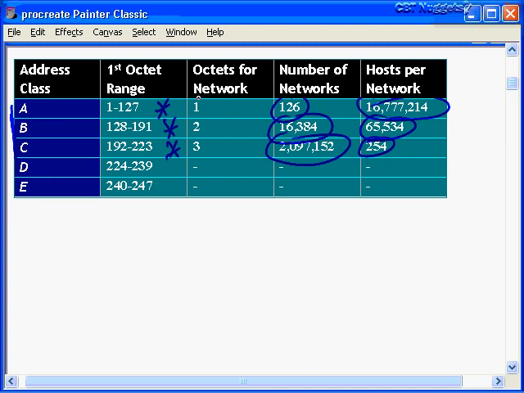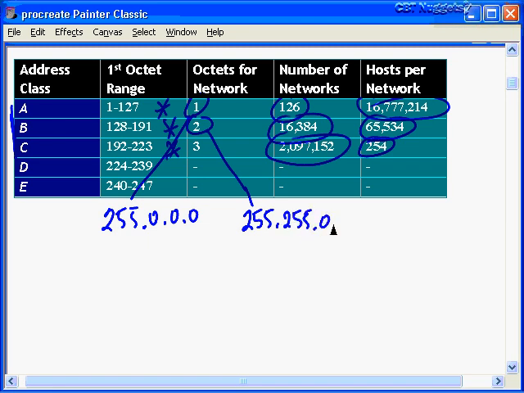So since Class A uses 1 octet for the network, the mask is going to be 255.0.0.0. Since your Class B uses the first 2 octets for the network, the default subnet mask is going to be 255.255.0.0. See the pattern? And then your Class C subnet mask, which uses 3 octets for the network, is going to be 255.255.255.0.